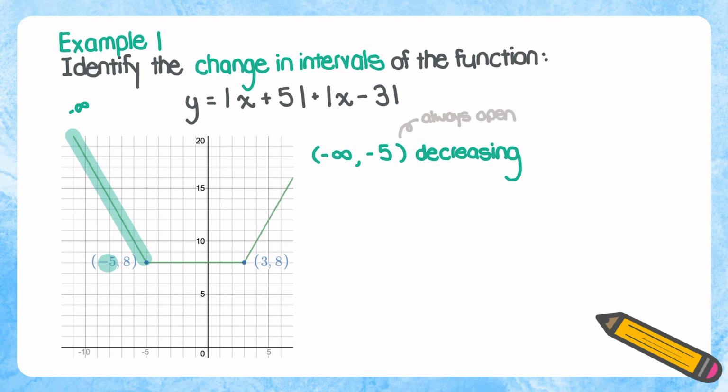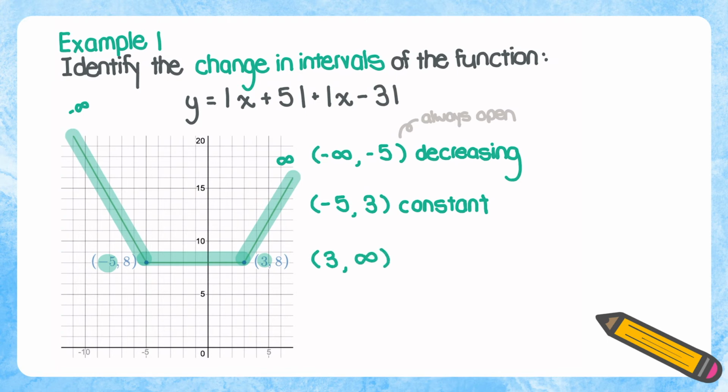Let's continue following our function. Right here, it's just a horizontal line, so we're staying constant up until when x equals 3. So from negative 5 to positive 3, the function is constant. It's a horizontal line. And then lastly, the graph increases from 3 all the way to positive infinity. So from 3 to infinity, the function is increasing.